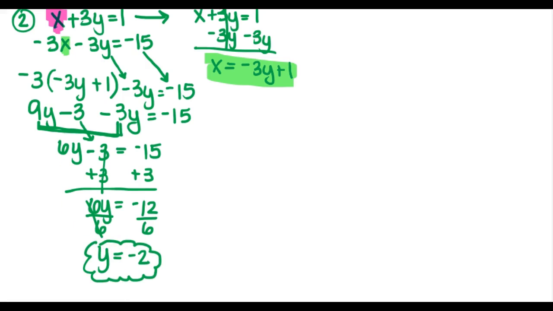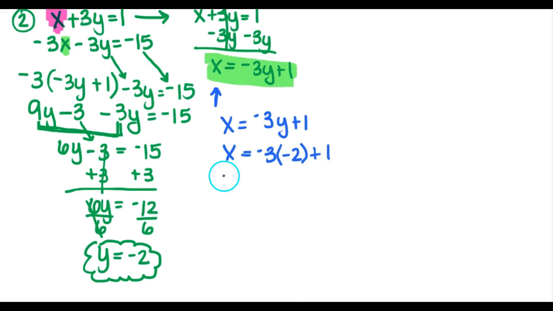Okay, so again, I'm going to go back up to this one. So I have x equals negative 3y plus 1. And then we're going to take out the y, because we know what it is. We're going to put in a negative 2. Negative 3 times negative 2 plus 1. X equals 6 plus 1, and x equals 7.